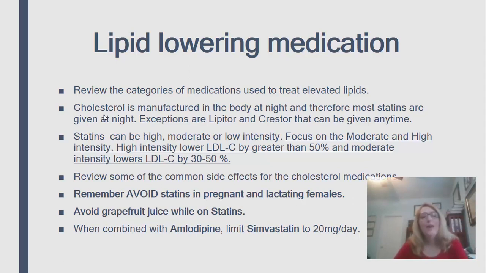Avoid grapefruit juice while on statins. You can get into an interaction there, so just avoid that. Usually it only happens if you have a really high amount of grapefruit juice or eat a lot of grapefruits, but that's one that's always for all statins. Just avoid it. When combined with amlodipine, limit simvastatin to 20 milligrams a day. So this is one you would want to know specifically. It doesn't affect other statins that we know about, but simvastatin is one of them when combined with amlodipine.